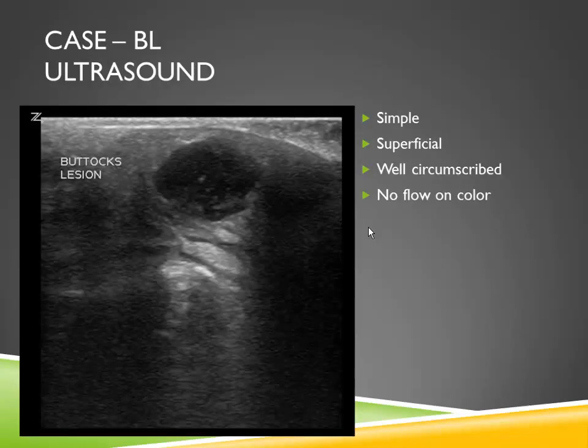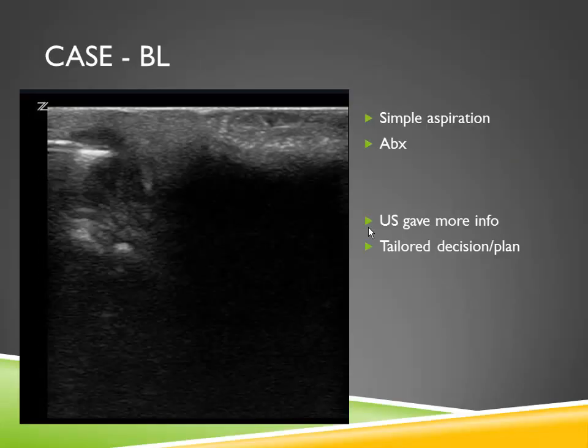And here's what we did. We looked at it. It's very simple. It's mostly black. It's very superficial. It's very well circumscribed. It's not real complex, doesn't have a lot of layers. And we did stick color on it to make sure there was no flow in it. Sorry, I didn't show that for you. And we decided this is a good candidate for a real simple aspiration.